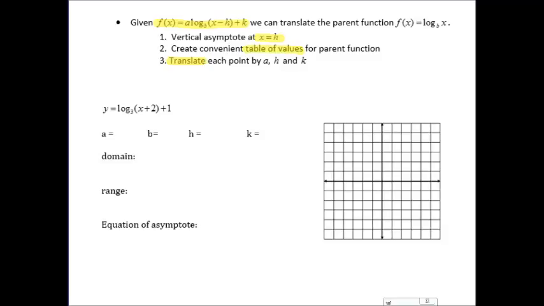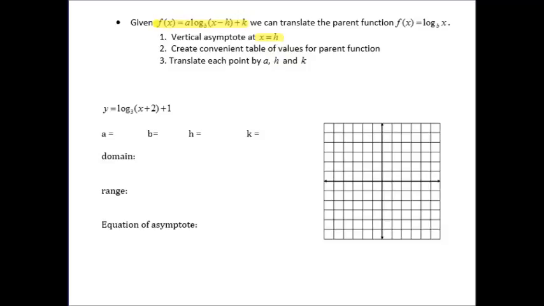Why do we have a vertical asymptote? The other reason for that is that, remember we said we can never have a logarithm of 0, and so x can never be a number that's going to make this part of the expression 0. Therefore, h is that number that we can never reach.